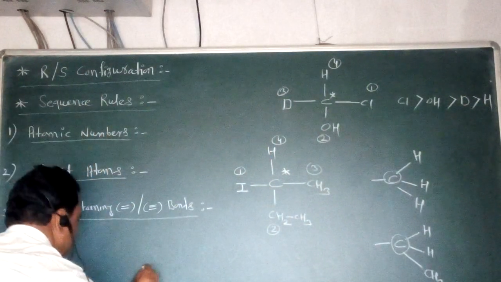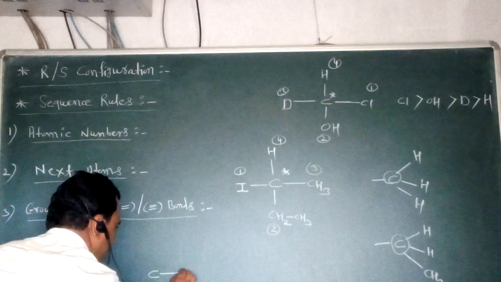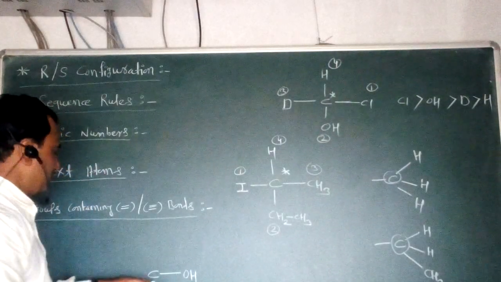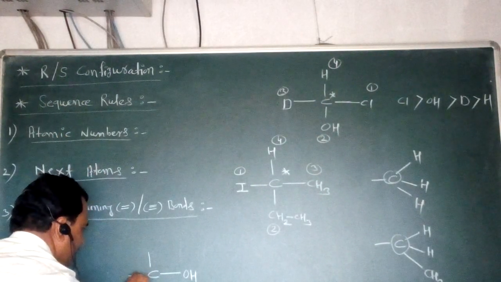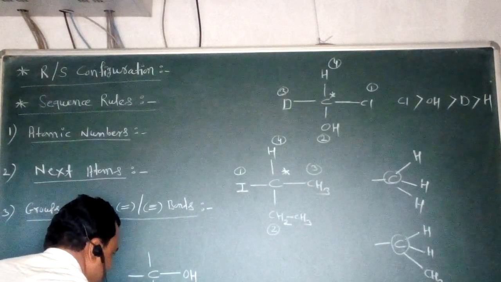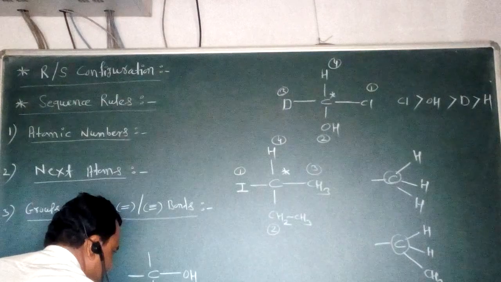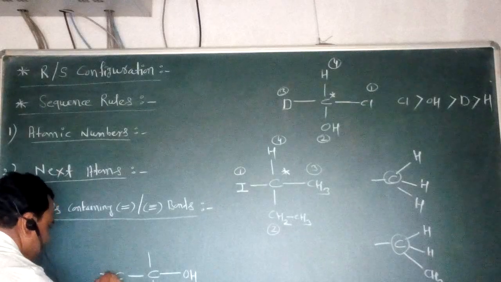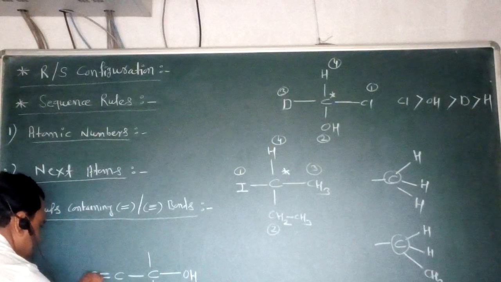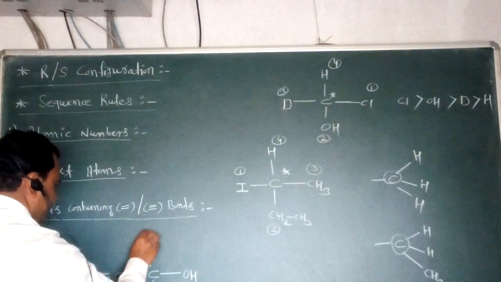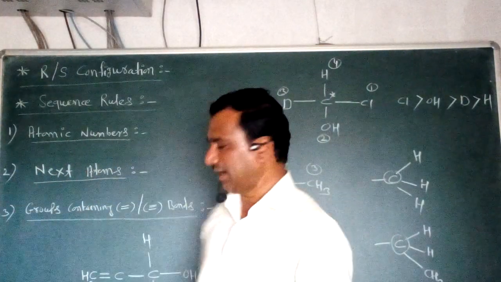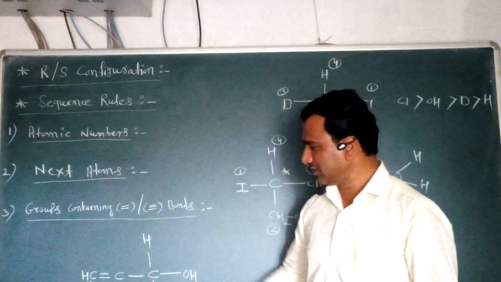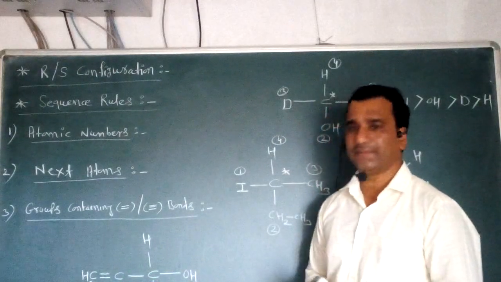So for clarification of this third sequence rule, we have to take into consideration one simple example of a compound. Suppose the first example is a chiral center, this centrally situated carbon to which four different atoms or groups are attached. It is the C triple bond CH, it is the C double bond CH2, and this is H. Suppose this is the one chiral center, the centrally situated carbon to which C triple bond CH is attached, C double bond CH2 is attached, and first is H.